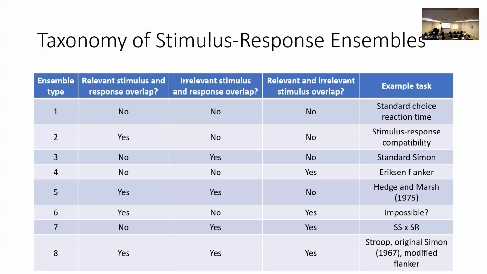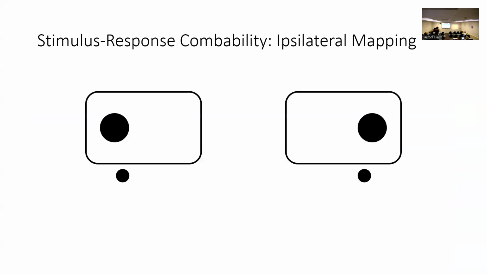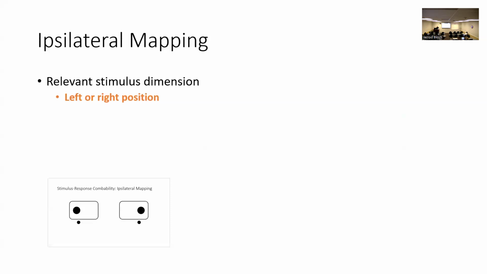But let's look at, I think, 3 or 4 examples of this. And we're going to start with task number 2, stimulus response compatibility. So that would be the ipsilateral task and the contralateral task. So here's our ipsilateral mapping, right? Left goes with left, right goes with right. And let's look at it in terms of this taxonomy.